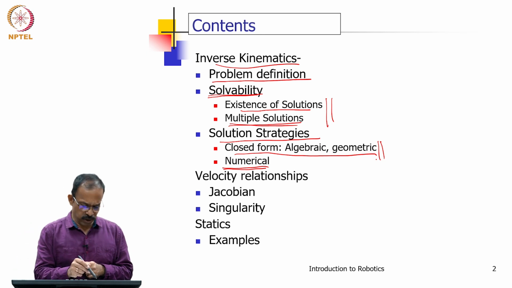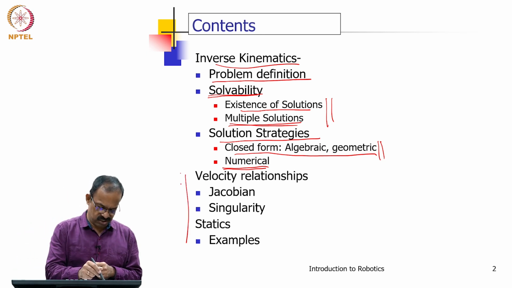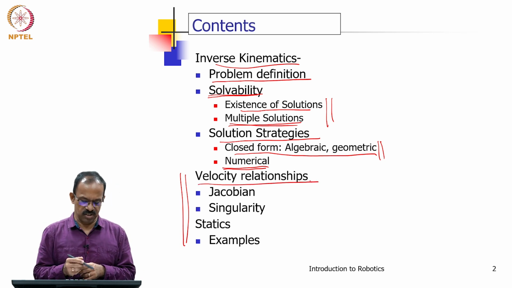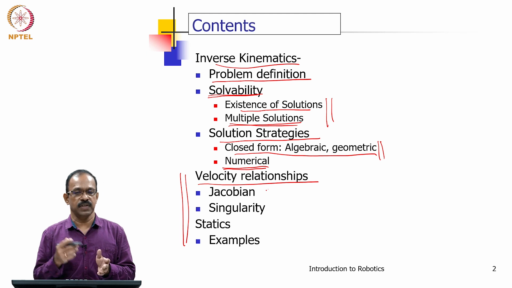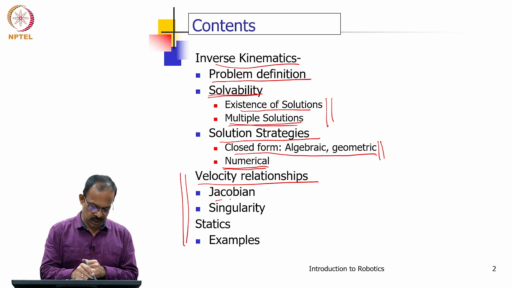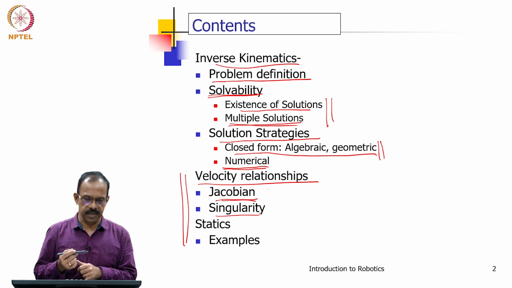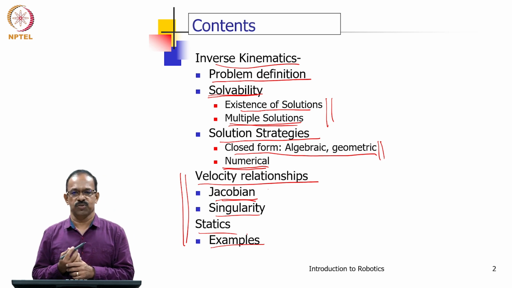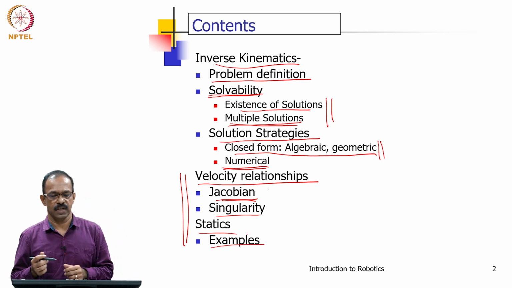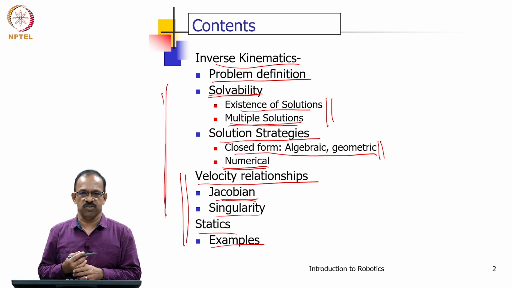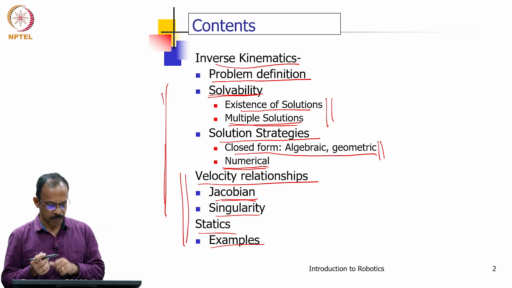And then we go into the velocity relationship. Of course, that is not the inverse kinematics part. We will look into the velocity relationship, that is the relationship between the joint velocities and the tip velocities. There we discuss the Jacobian and singularity, and finally we will talk about statics also, the force relationship under static conditions. That is going to be the discussion for the next few classes.